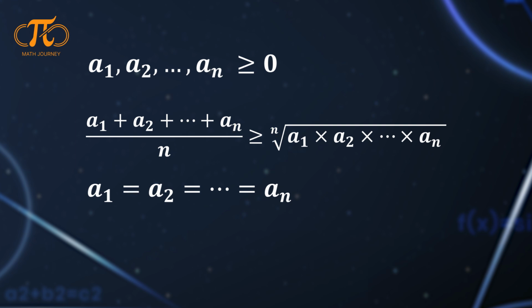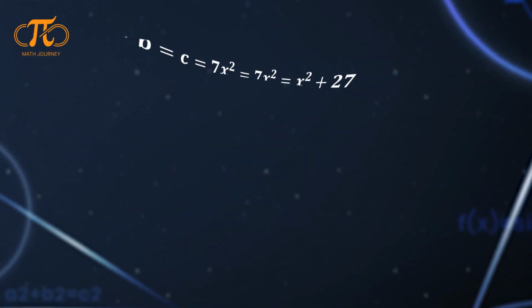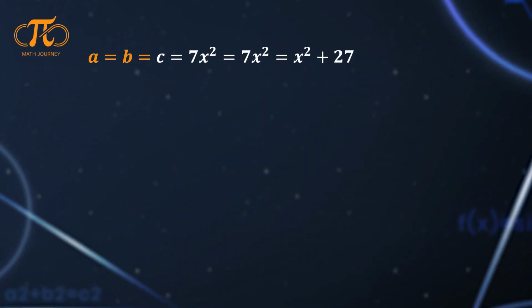Now, our cube root represents the geometric mean of a, b, and c, while the right side of the equation is their arithmetic mean. That's our key to solving this problem. For equality to hold, we must have a equals b equals c. So, let's set these terms equal. 7 times x squared equals 7 times x squared equals x squared plus 27.